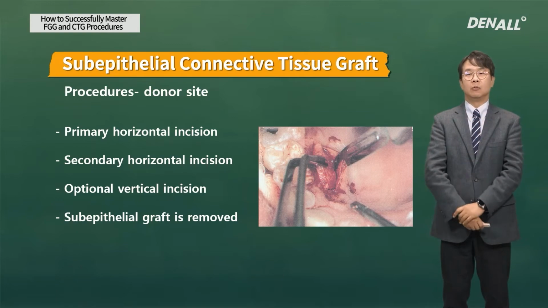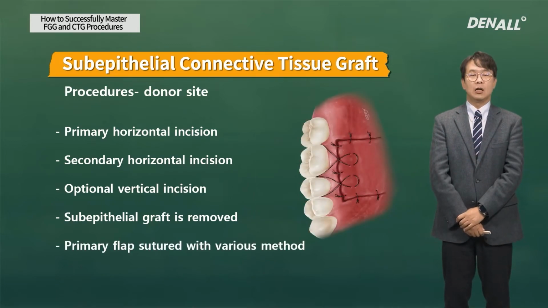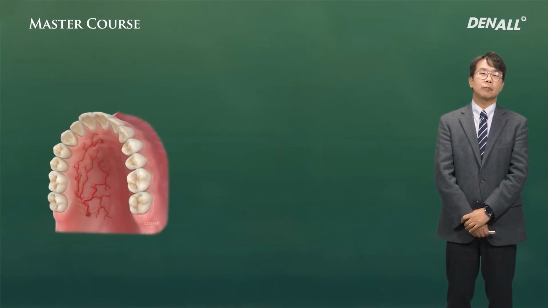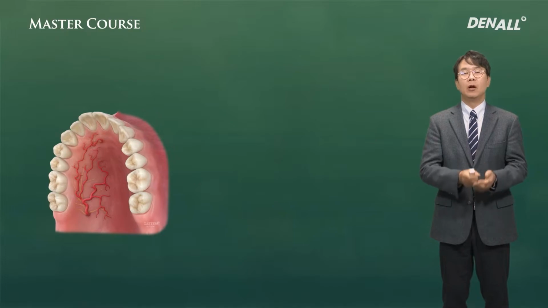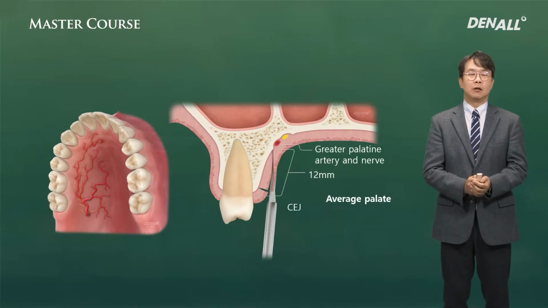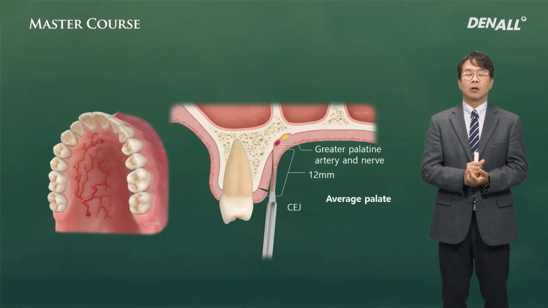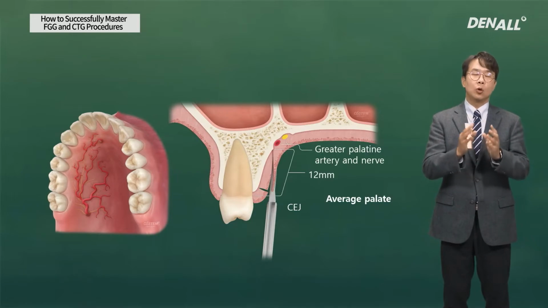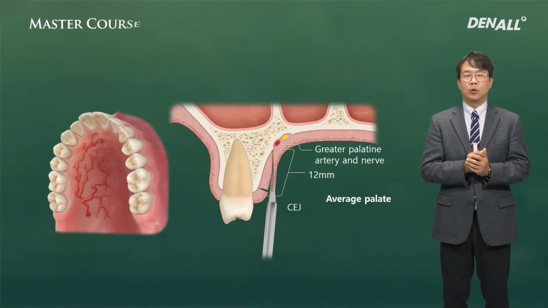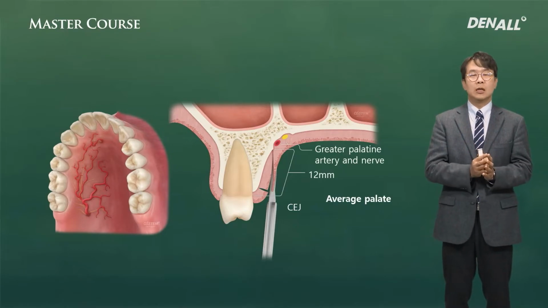Now, as you can see, a partial thickness flap is taken, and using various sutures, the site is finished. When you take out the graft, the difference between this one and free gingival graft is that bleeding can occur here, and it is very important to understand anatomy. The main source of bleeding is the greater palatine artery. It is not cut directly, but a very small diameter arteriole is cut. Let's look at its location.